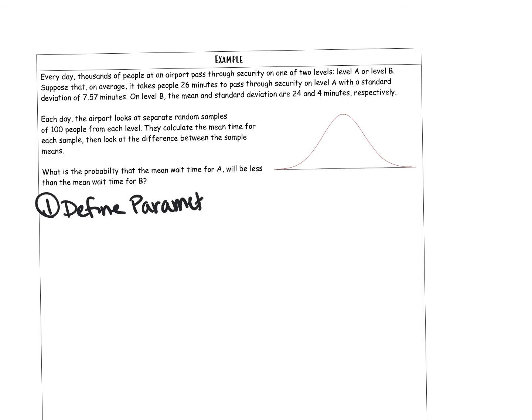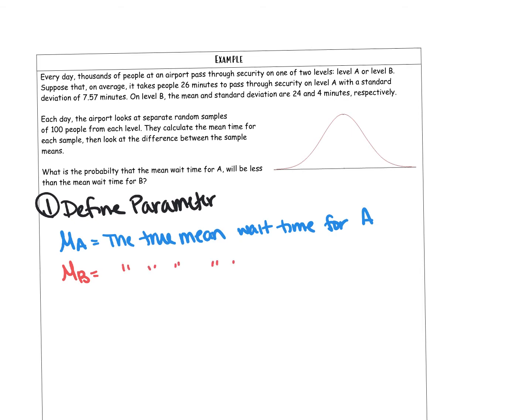And our parameter in this case is mu of A, which is the true mean wait time. This is the true mean wait time for passengers in level A. And then we also have mu of B, which is the exact same thing except for B.